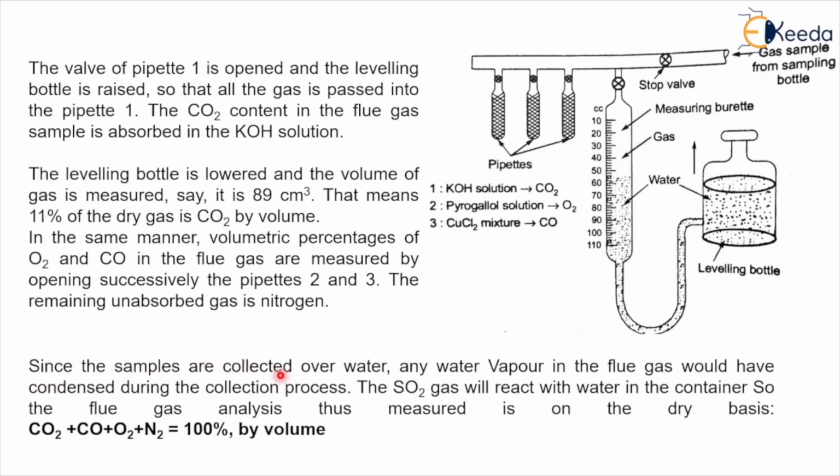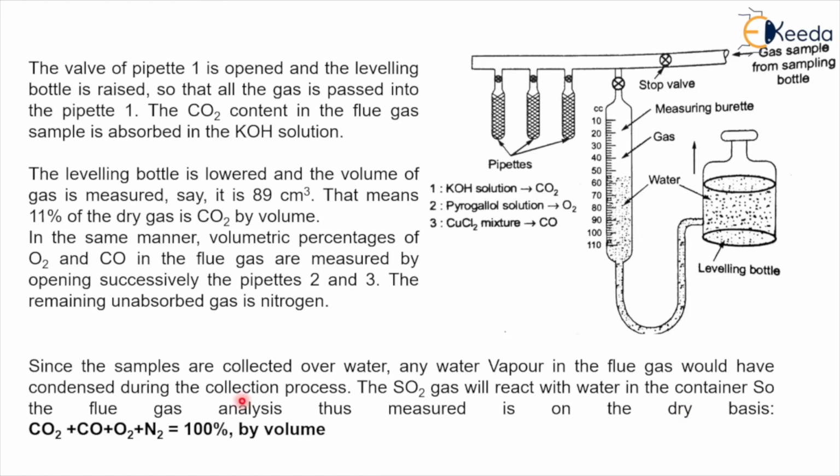Since the sample is collected over water, any water vapor in the flue gas will condense during the collection process and mix with this water. The SO2 gas will also react with the water in the container. Now we get only dry flue gas. So the flue gas analysis thus measured is on a dry basis, because the moisture is condensed and the sulfur dioxide is mixed with the water.